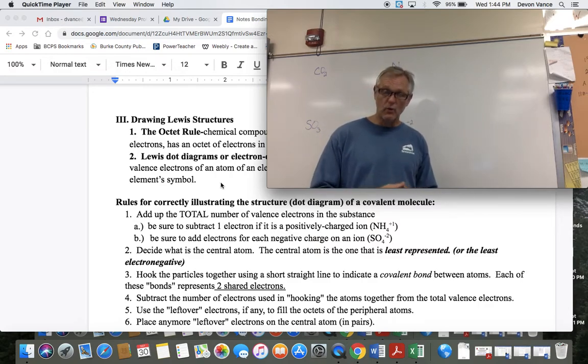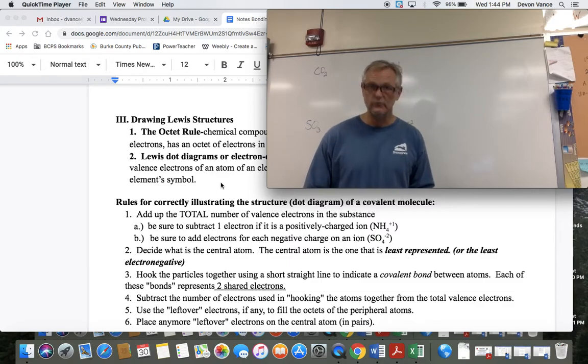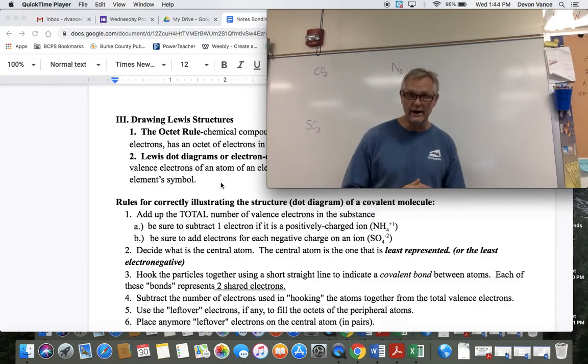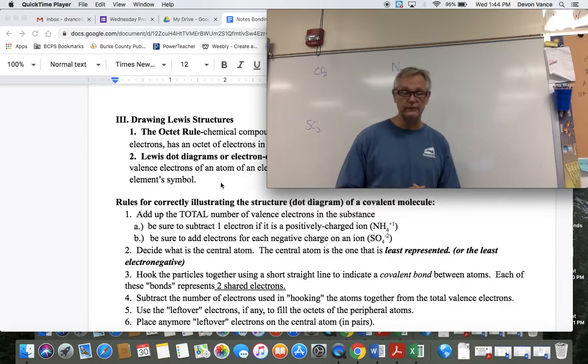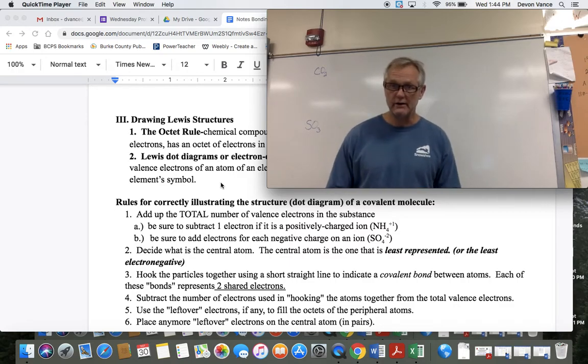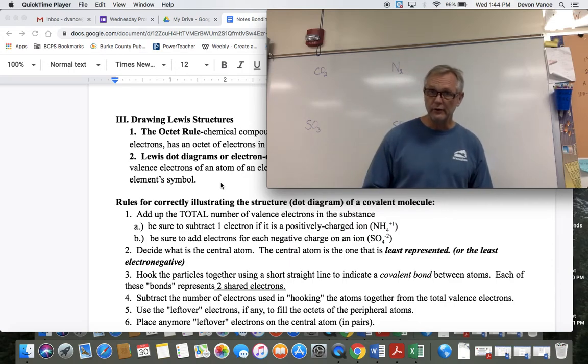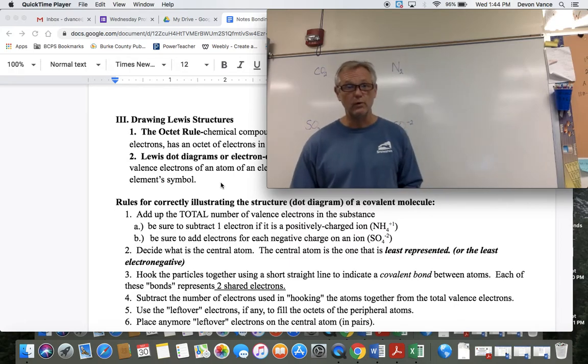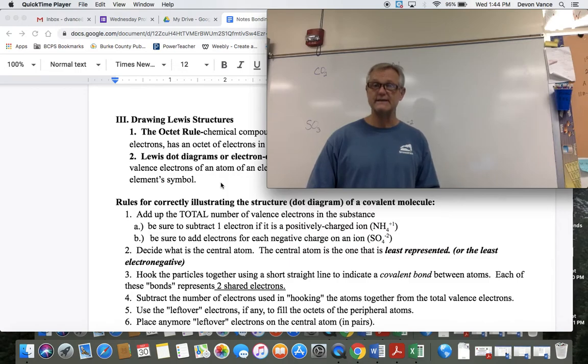In Part 1, we talked about the duet rule and the octet rule, and there's primarily one element that holds to the duet rule, and that's going to be hydrogen, every now and then helium. The octet rule fits the rest of the elements on the periodic table. Duet rule means that you need 2 electrons in its outer energy level, whereas the octet rule is 8 electrons in its outer energy level.